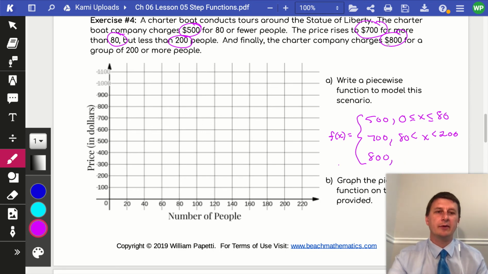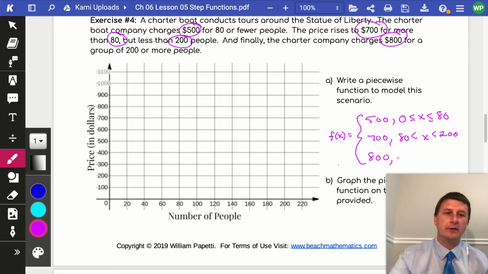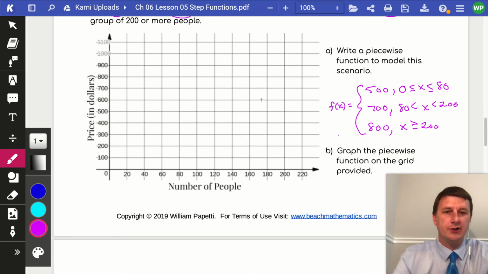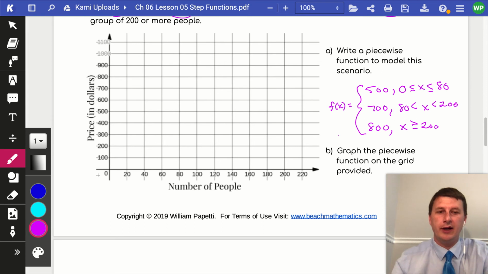And finally, when are we going to pay $800? That's going to be for a group of 200 or more people. So when x is greater than or equal to 200. And now we have this piecewise function, which just so happens to be a step function. And we're going to graph it on this grid right here.